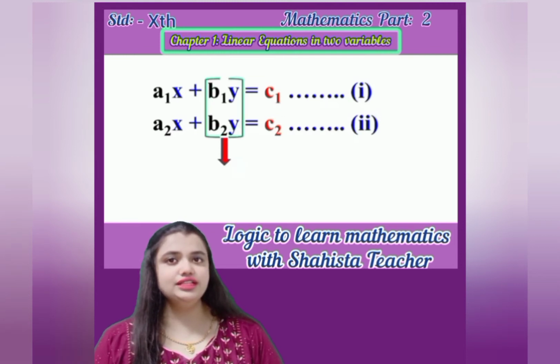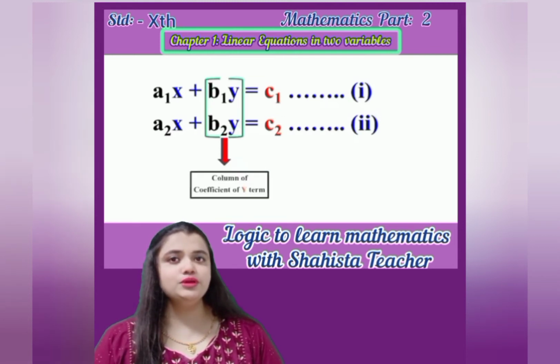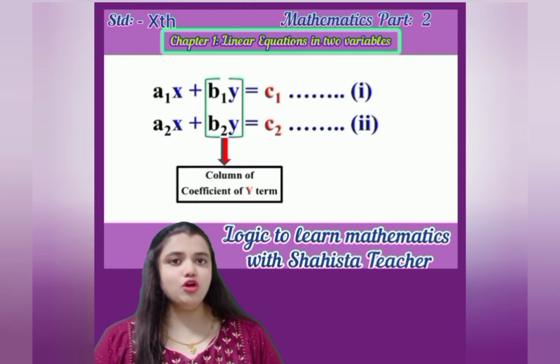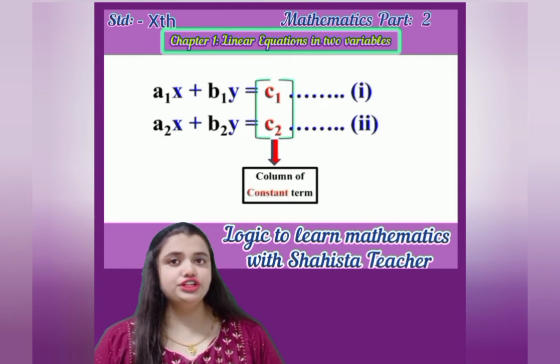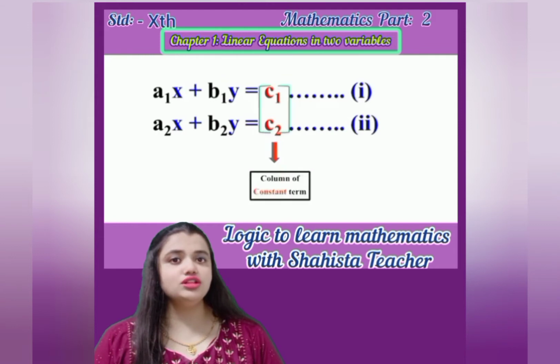Now b1 and b2, see this b1 and b2 column. This is known as the column of coefficient of y term, because y is a variable, and a1 and b1 are the coefficients. Similarly a2 and b2 are coefficients. Now this c1 and c2 are the constant values. Okay, so it is the column of constant terms.